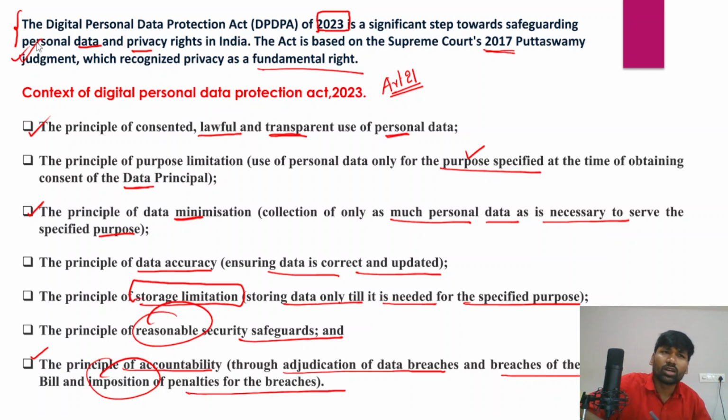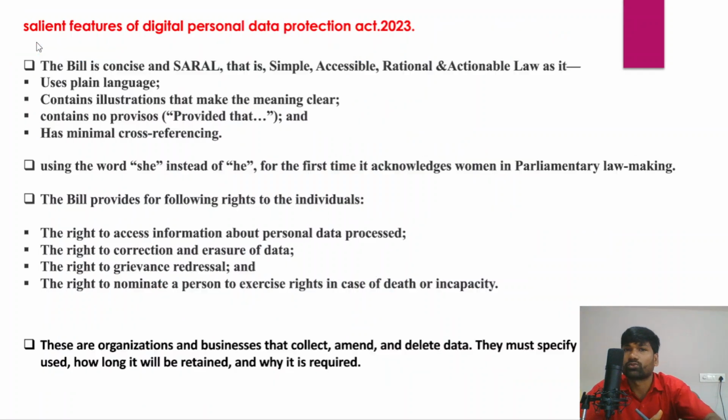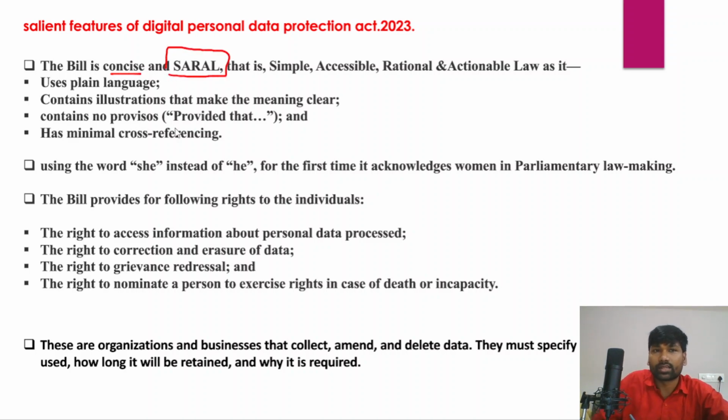So you can also write this as an introduction, as a context of bringing in this Digital Personal Data Protection Act of 2023. Now, what are the salient features of the Act? This particular bill is very concise and SARAL. SARAL means very simple. It is an acronym for simple, accessible, rational, and actionable law, which is known as SARAL.